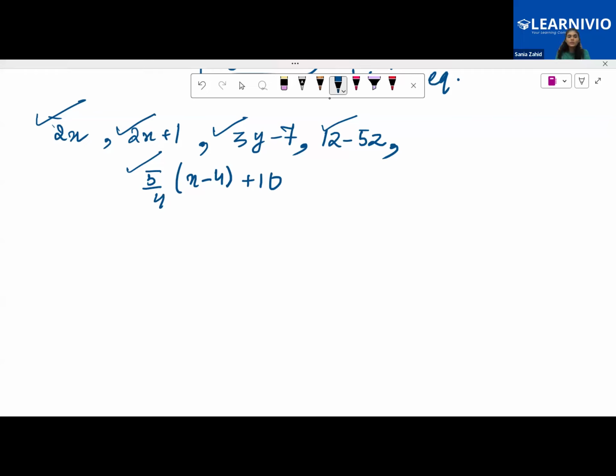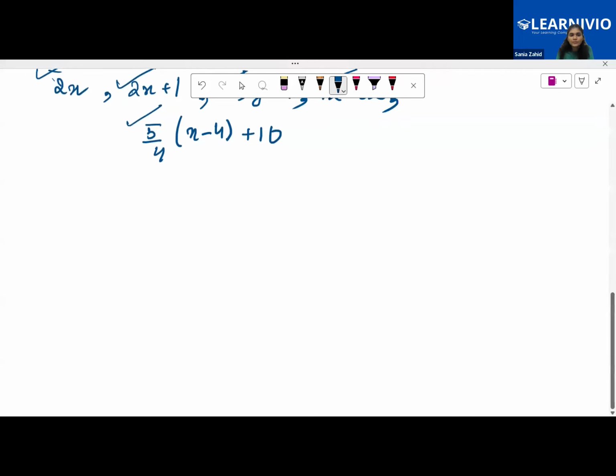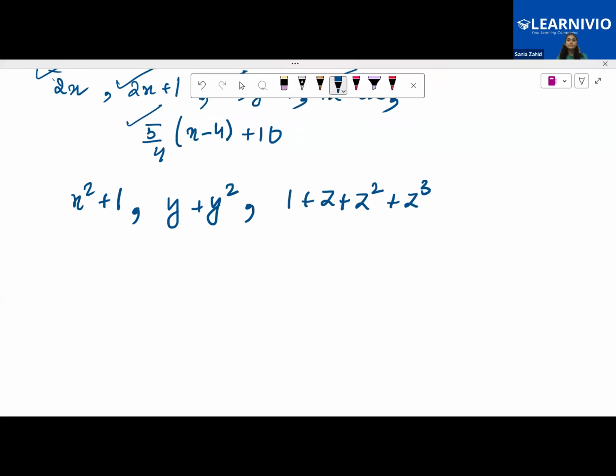Yeah. Now, if I write examples like x square plus 1, then y plus y square, then 1 plus z square plus z cube. These are three equations. Are these linear or not? No. Why? They all have a power more than 1. All the variables here have power more than 1, so they are not linear. You understand?